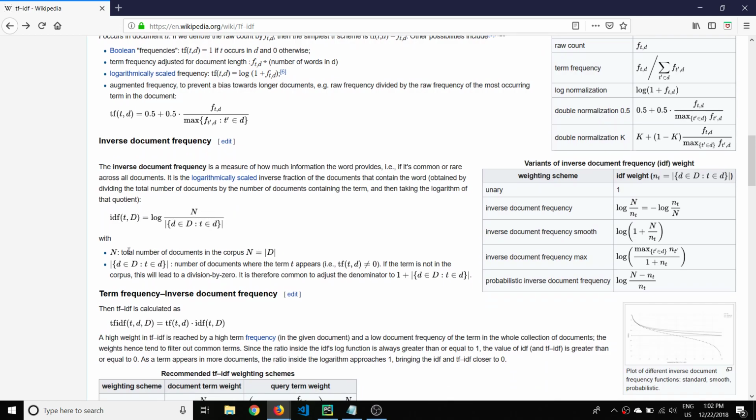n, the total number of documents you can see right here, divided by the number of documents where the term t appears. So, well, it'll be easier with the example. Let me just pull up the example here.